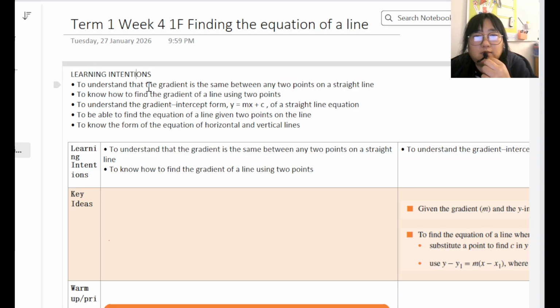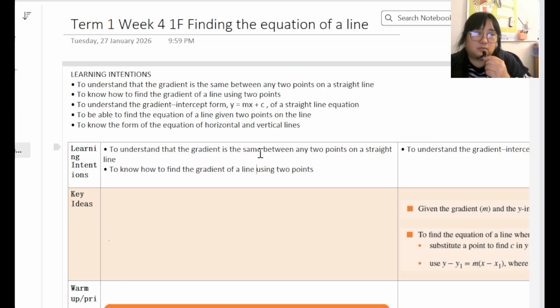So we have to understand that the gradient is the same between any 2 points on a straight line. It means on a straight line, if you pick any 2 points, the gradient will be constant. Also, using 2 points, we can find the gradient. Number 3, understand gradient-intercept form, that is y equals mx plus c. Number 4, we are able to find the equation of a line given 2 points on the line. Last one, we can know the form of the equation of horizontal and vertical lines.